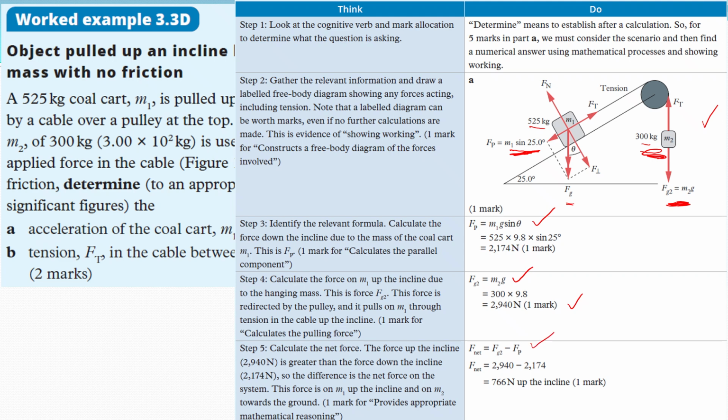The net force is just the difference between the two. Literally just subtract them. Think of it as the cart here and the hanging mass here, and they're effectively pulling each other. Which one's going to win out? Whichever's biggest. The hanging mass is bigger, so mass 1 is going to be pulled up the incline, and that's what this here says.